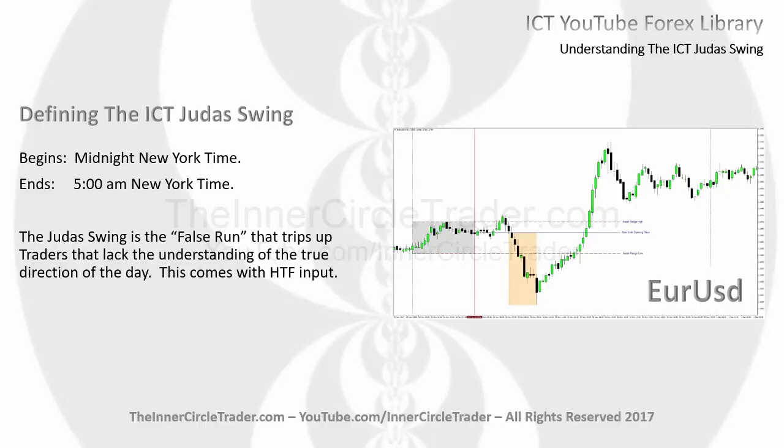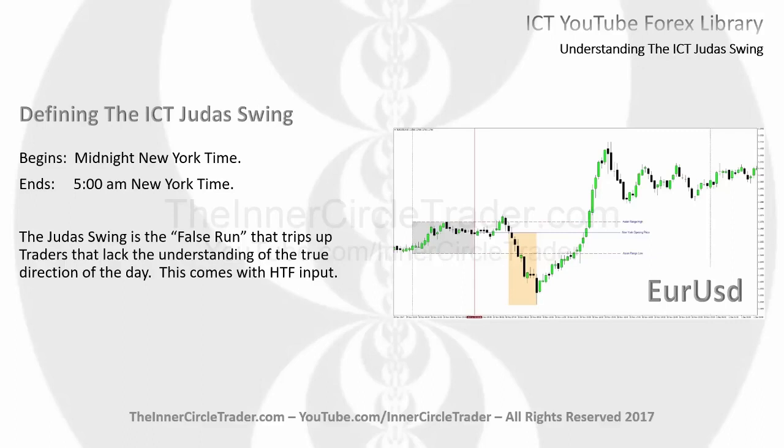Now, I'm not suggesting that everyone sit up all night long waiting for this Judas swing to appear. There's some things that you would look for, obviously, but I can't cover everything in one teaching, so I'm giving it to you in small little pieces. But for the most part, between midnight New York time and 5 a.m. New York time, there's going to be a high or low formed for the daily range. Now, we understand that typically is on the basis of London high or London low forming.